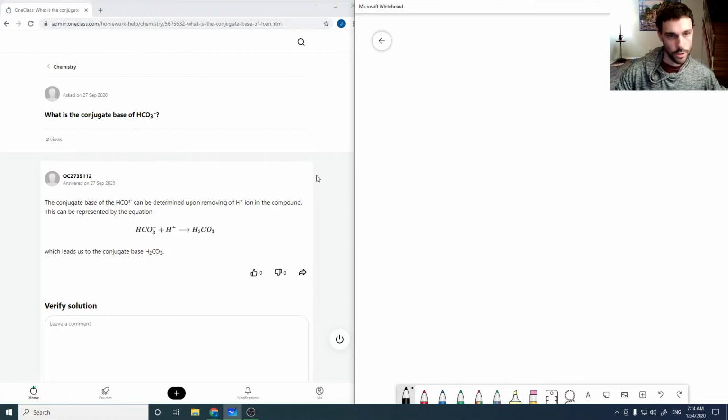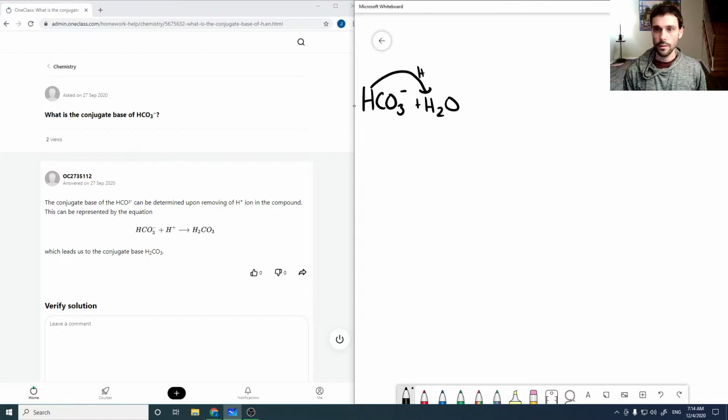Okay, what is the conjugate base of HCO3 minus? So if we're looking for a conjugate base, then we're going to do our acid reaction. So we're transferring a hydrogen and we're getting CO3 2 minus plus H3O plus.